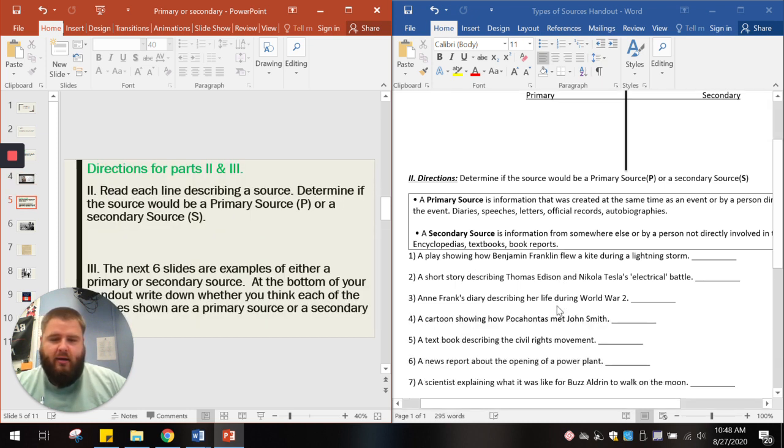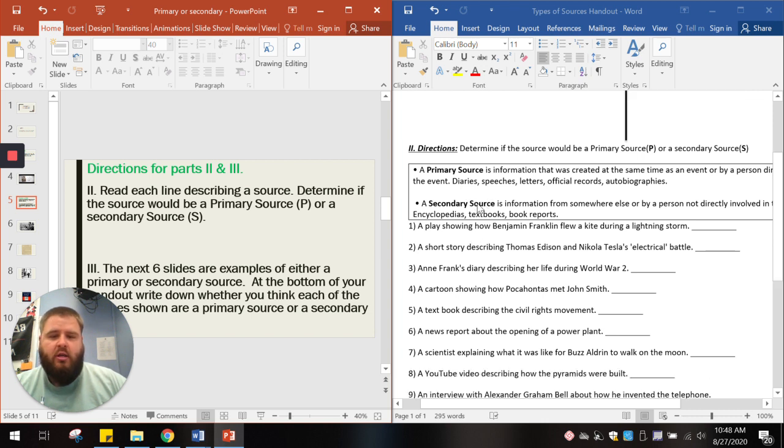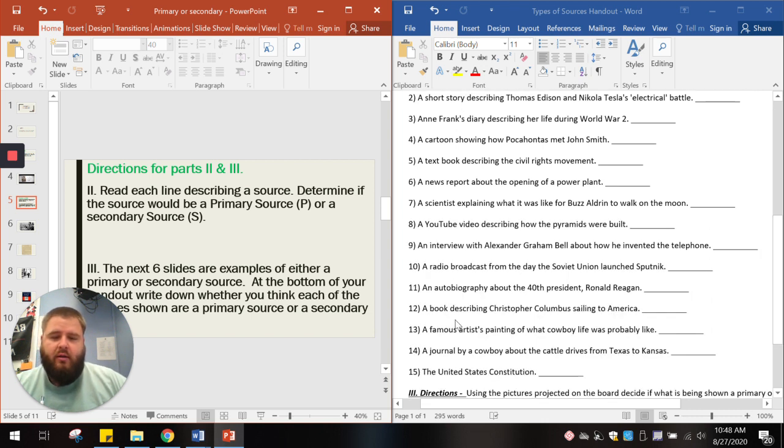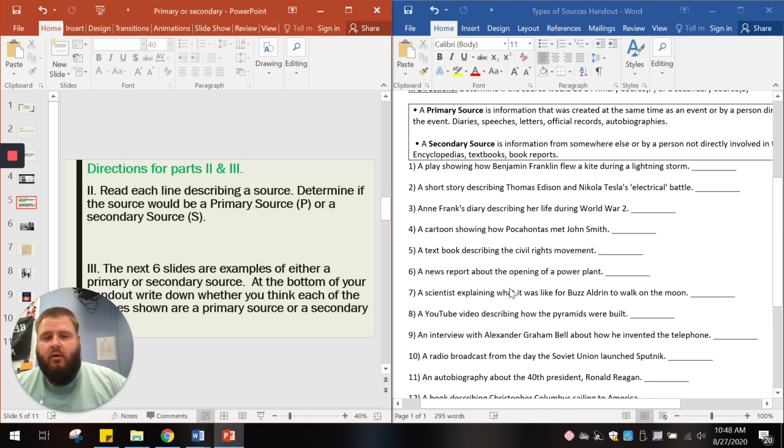Next part of the handout here, I provided you the real definition of a primary and secondary source. So what I want you to do is read through these 15 examples of different sources and write a P if they're a primary source, or write an S if they are a secondary source. Pretty straightforward there for you as well.